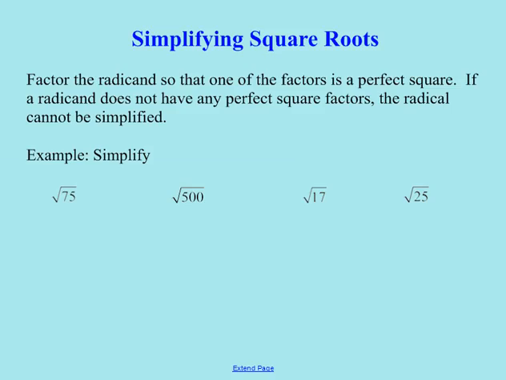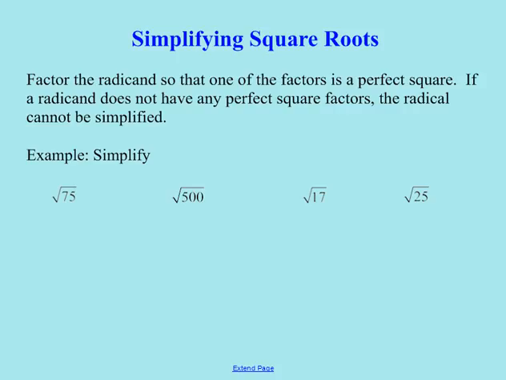Now we're ready to talk about simplifying square roots. Factor the radicand so that one of the factors is a perfect square. If a radicand does not have any perfect square factors, the radical cannot be simplified. All right, let's look at our examples below.